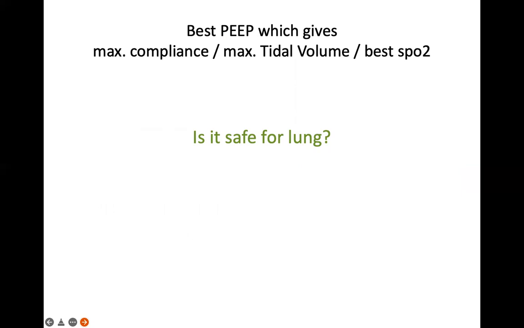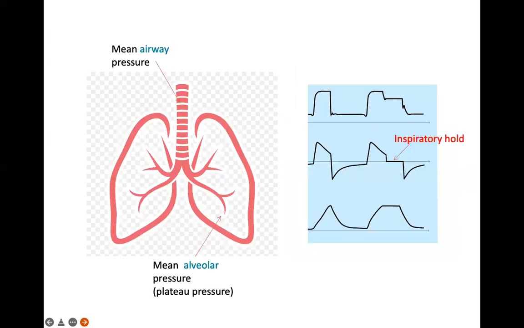So for that, how would you know it is safe for the lung? Once you have identified the optimum PEEP, you need to check the P plateau. How do you check the P plateau? All ventilators have a maneuver called inspiratory hold. That button, just press it for 0.5 to 3 seconds.